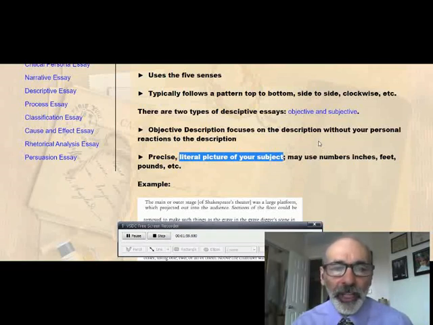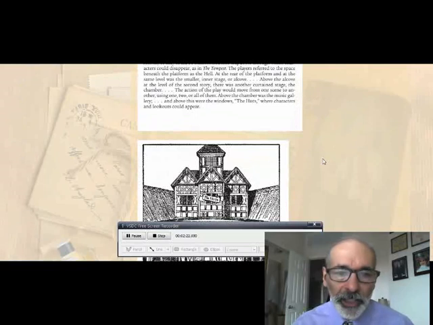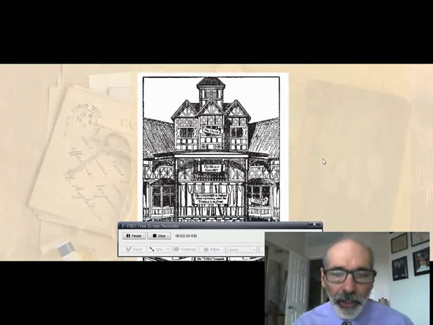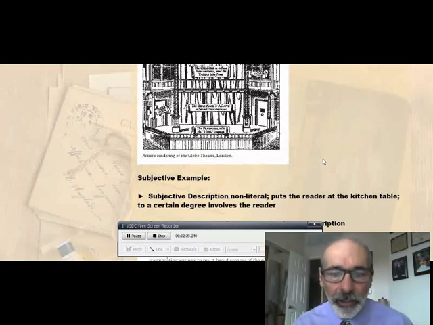So in the objective, you're measuring things, you're giving a more precise description, say, of colors, maybe shades, things like that. So you're giving a more particular description of the object. It is a bit more precise in that context. And this is an example of an objective description, and it describes the Globe Theatre in London.